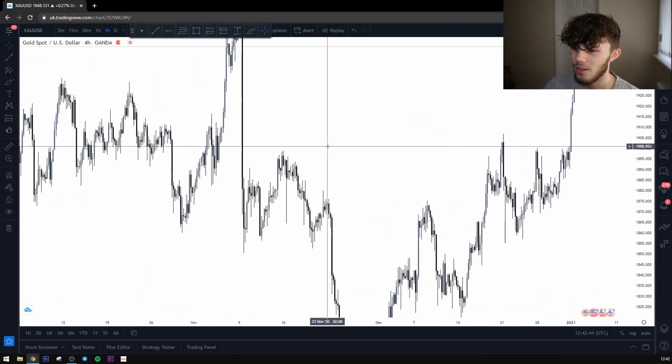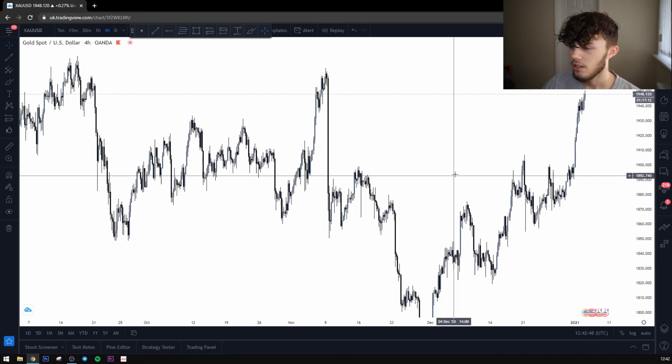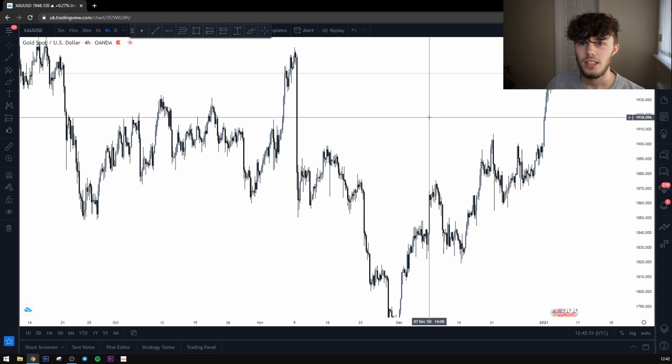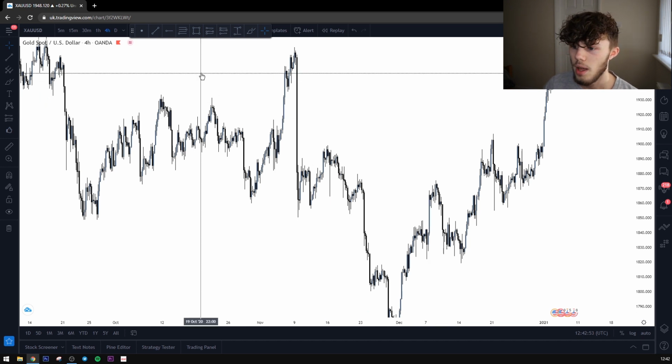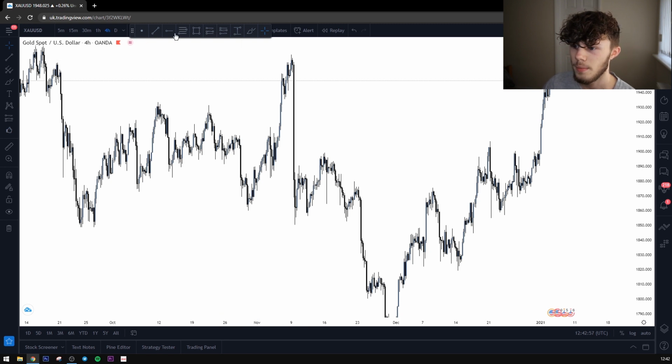What I mostly do is start on the higher time frames. So what I do is I zoom out. As you see here we are on 4 hour. Sometimes I do like to go to the daily as well, but what we do is we find zones where we can use as support and resistance. I use this horizontal ray tool up here.